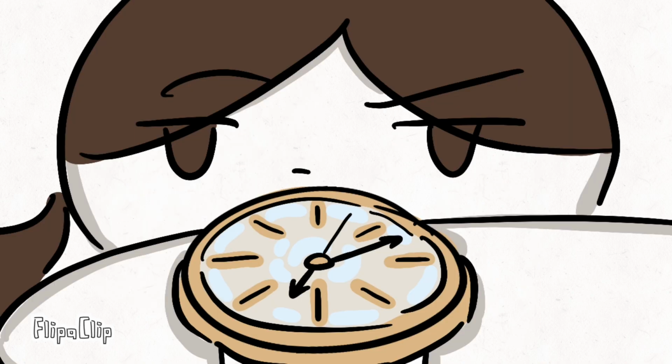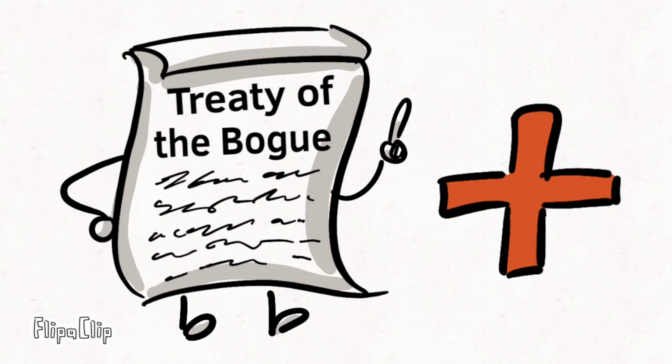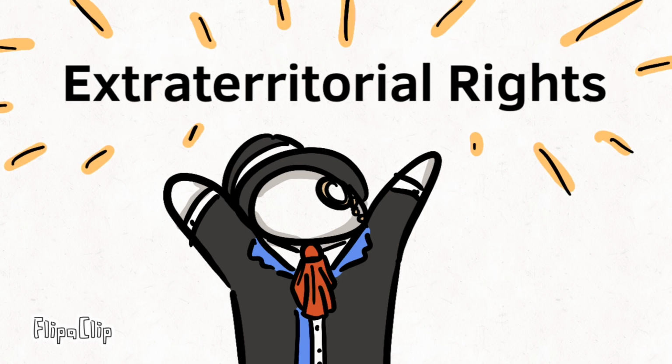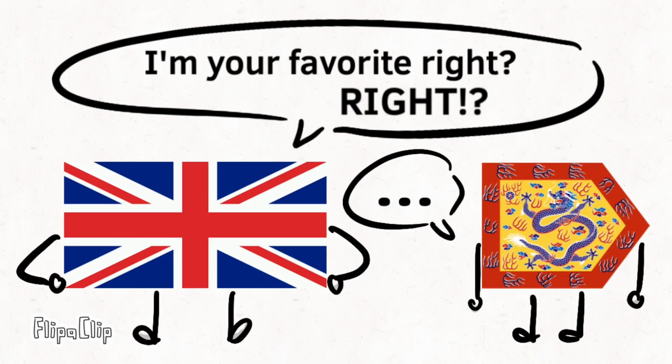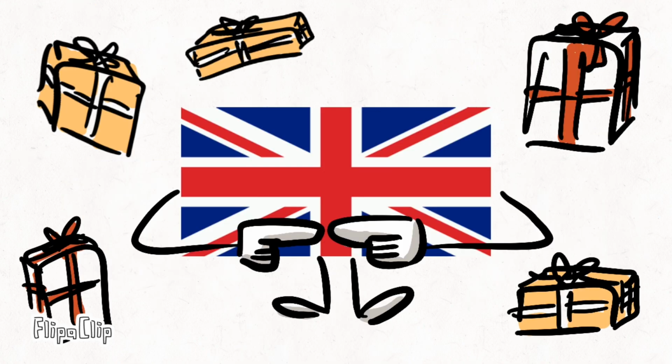A year later, the British Supplementary Treaty of the Bogue added even more: extraterritorial rights for British citizens, and a most favored nation clause, meaning Britain would automatically receive any new privileges granted to other countries.